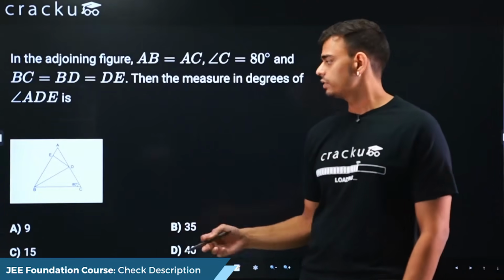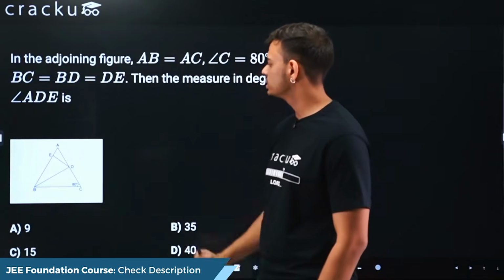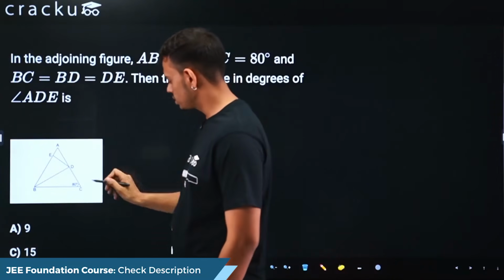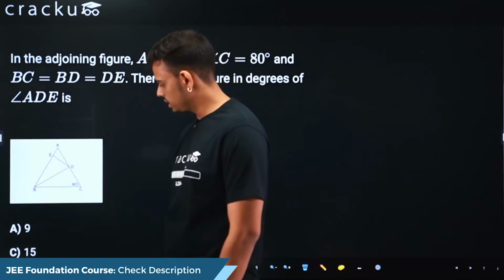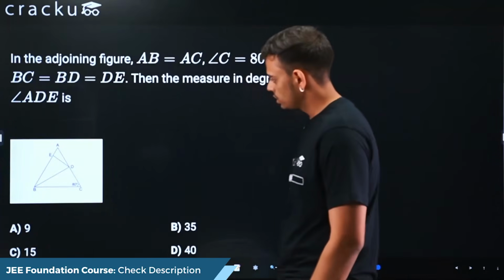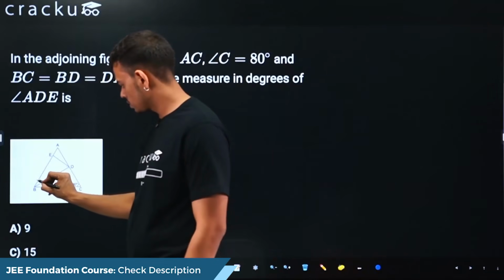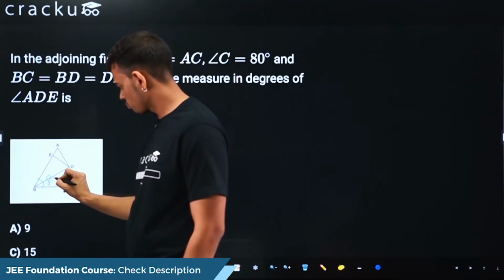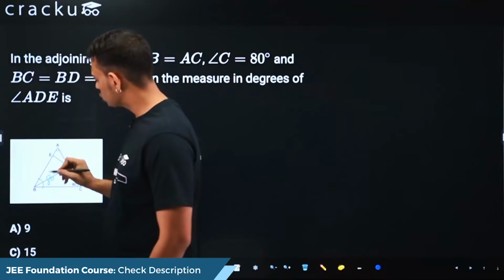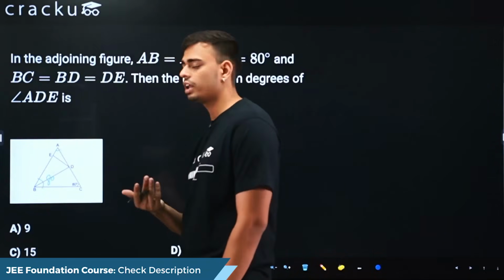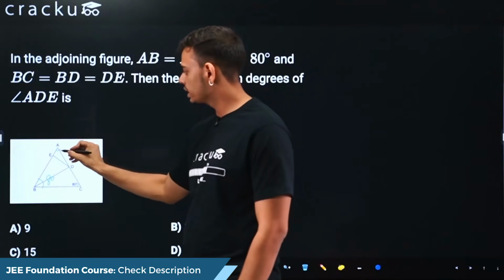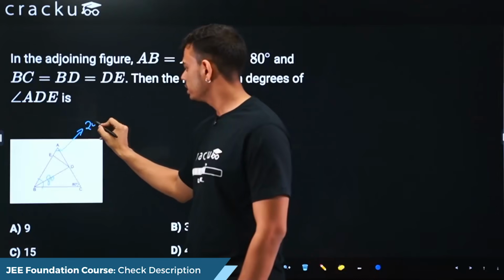In this question, we are given a figure and some information that AB equals AC, and this angle is given as 80 degrees. This means this angle will also be 80 degrees. Because the sum of all 3 interior angles of a triangle is 180 degrees, these two sum up to 160 degrees, so angle A will be 20 degrees.